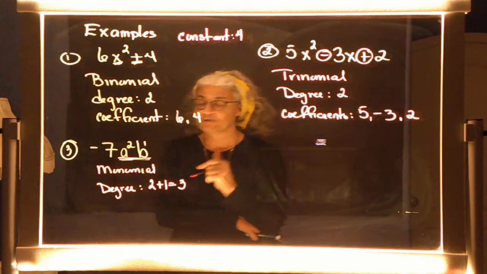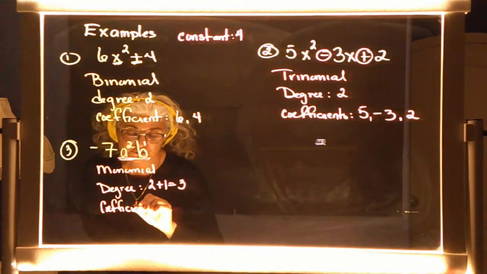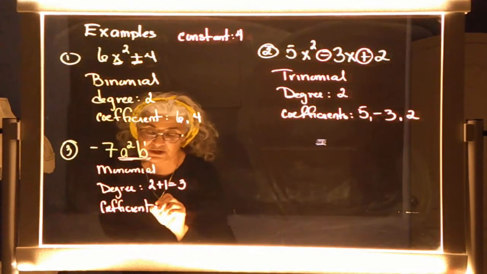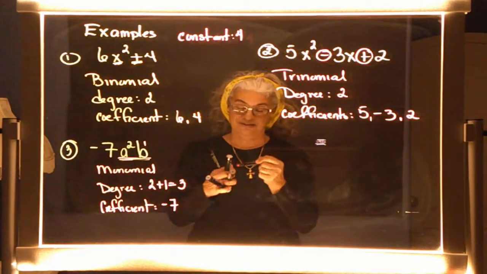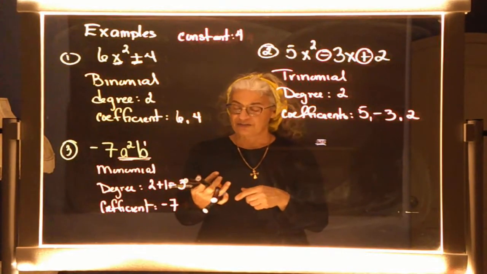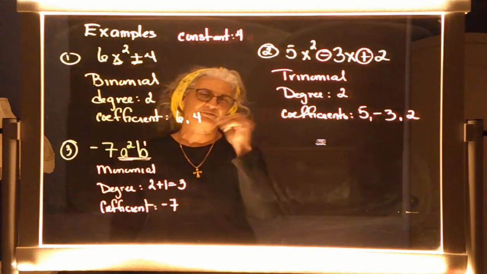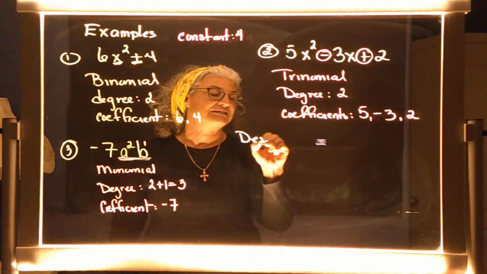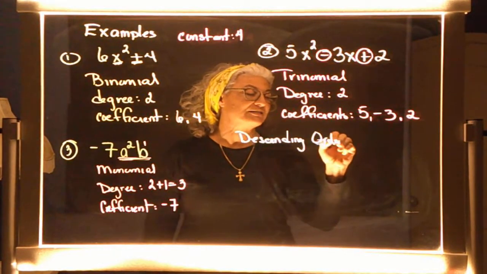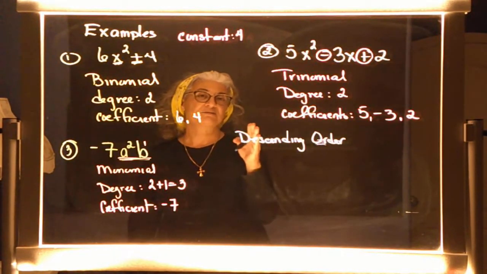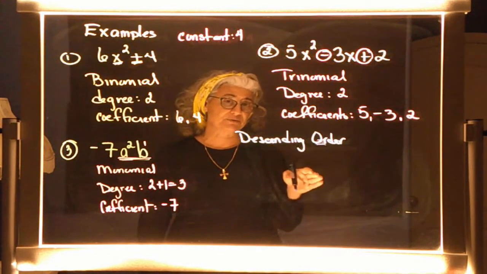Cool? Okay, and then coefficients. In this case, there's only 1. Since it's a monomial, there's only 1 coefficient, and that is -7. Excellent. Cool? Okay. There's one other piece of terminology that I want you to be aware of, and some of you are probably aware of it already. It's this thing called descending order. When they talk about descending order, they're talking about with respect to the powers on the variables.